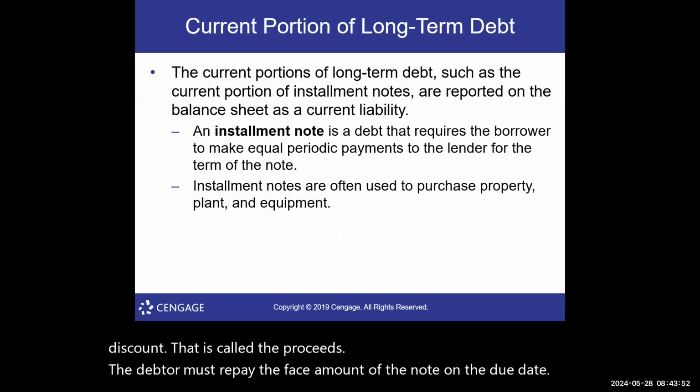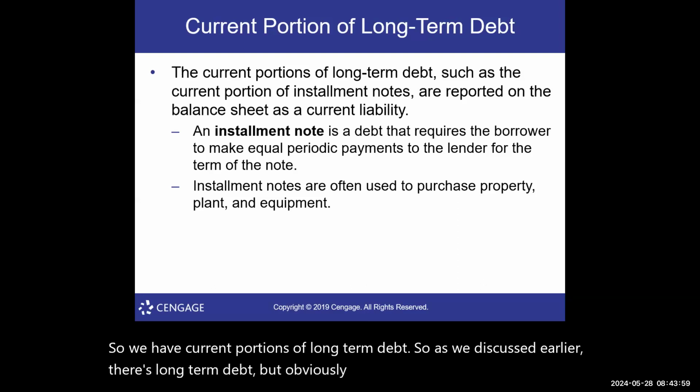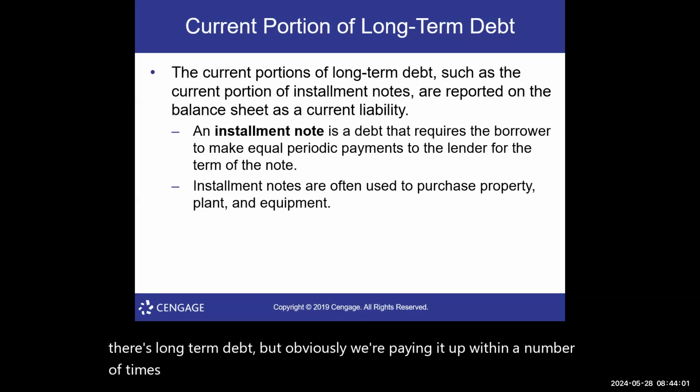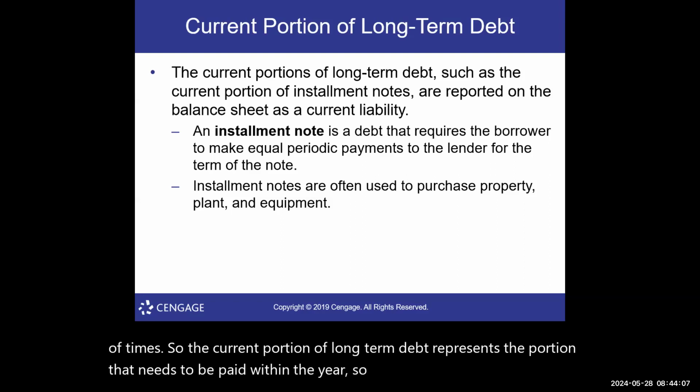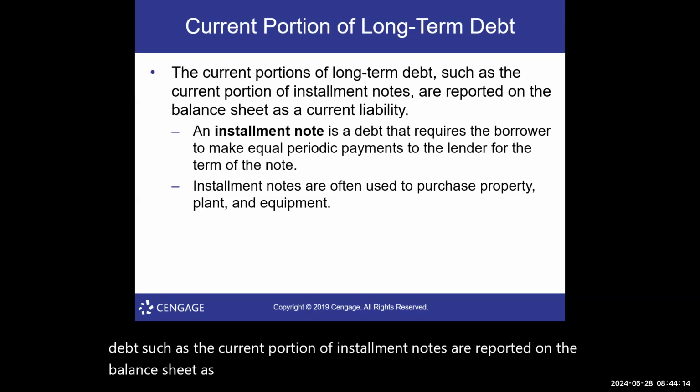So we have current portions of long-term debt. So as we discussed earlier, there's long-term debt, but obviously we're paying it up within a number of times. So the current portion of long-term debt represents the portion that needs to be paid within the year. So the current portions of long-term debt, such as the current portion of installment notes, are reported on the balance sheet as a current liability.